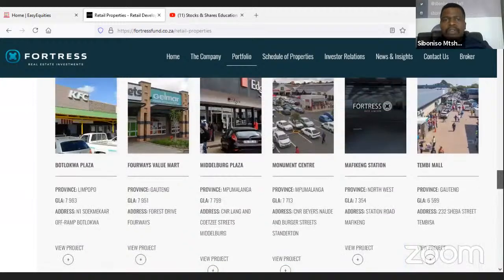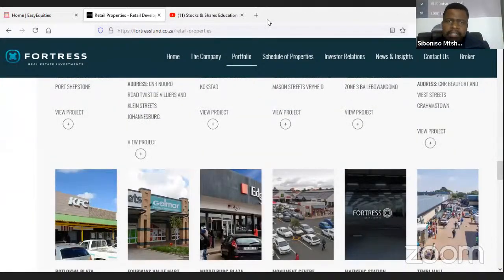Okay, so that's part of the real estate investment trust. I'm just making an example in this instance. It is still a portfolio of shares that you can put under your shares as well.